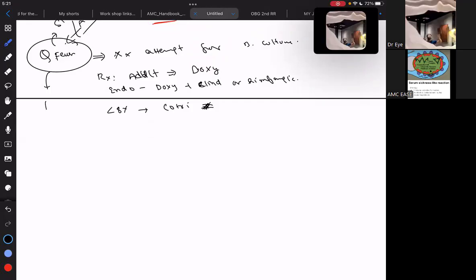How do you diagnose this case of Q fever? Just a PCR test.